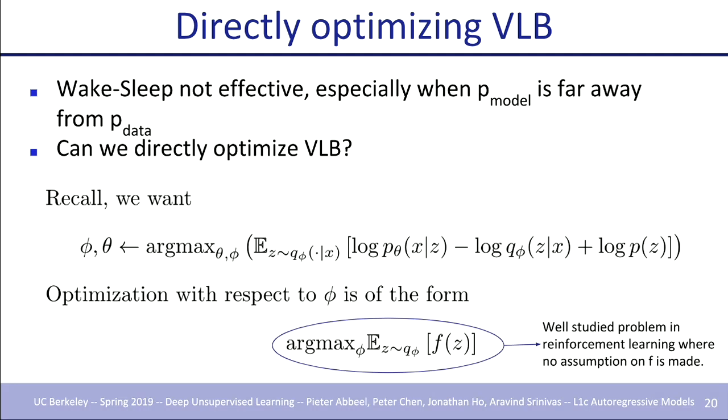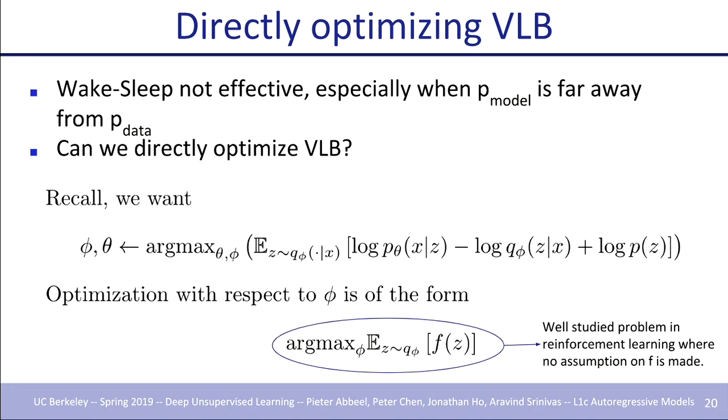So far we've seen the wake-sleep, and Pieter pointed out how it's kind of inefficient, not very scalable. So the other way to optimize the variational lower bound that we've derived is what we're going to see now. Remember that our objective is this. We want to figure out parameters of the encoder and the decoder, theta and phi respectively. The decoder is theta, the encoder is phi, such that we want to optimize this expectation of these three terms inside.